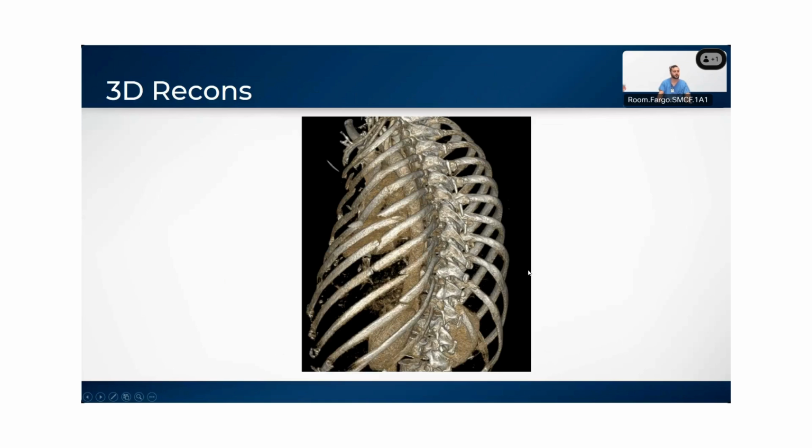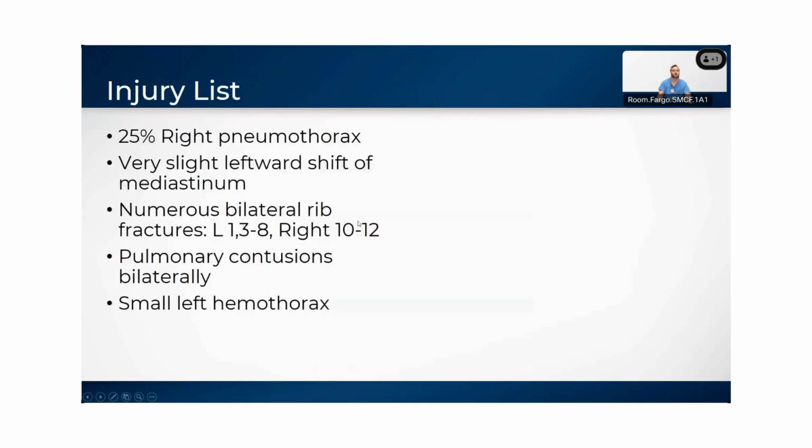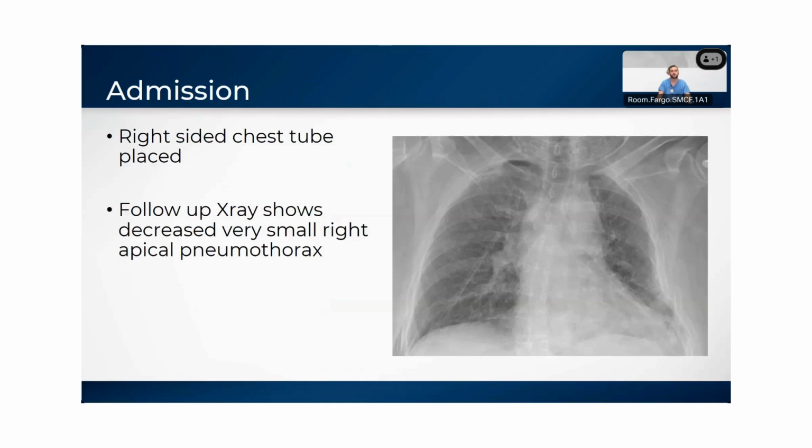And just in regards to trauma, looking at her injury list, she does have this right pneumothorax, slight leftward shift of the mediastinum, numerous rib fractures bilaterally, left 1 through 8, sorry, right 10 through 12, pulmonary contusions and a small left hemothorax. So she was admitted, a right side chest tube was placed. Follow-up x-ray showed a decreased, very small right apical pneumo.